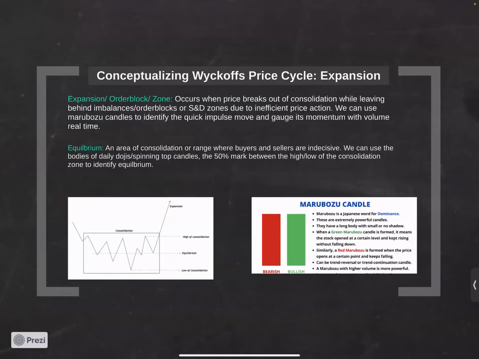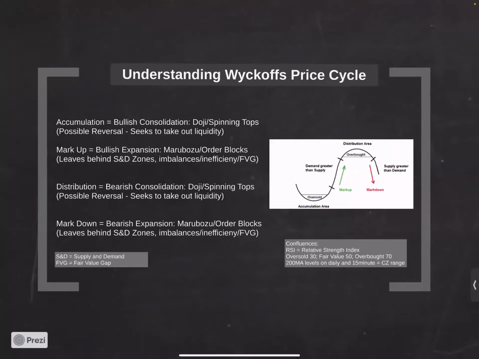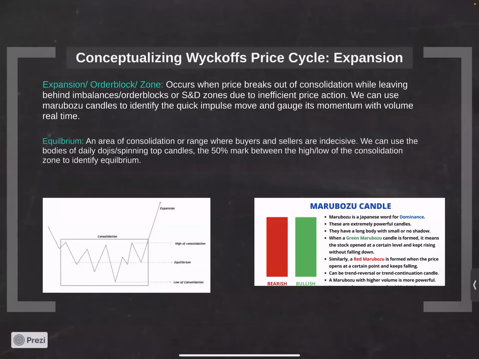So phase 2 for Wyckoff's price cycle is going to be our expansive move to the upside, or the markup. The expansive move occurs when price breaks out of a period of consolidation while leaving behind some imbalance, order block, or supply and demand zone due to inefficient price action.